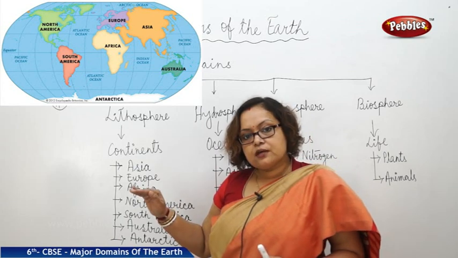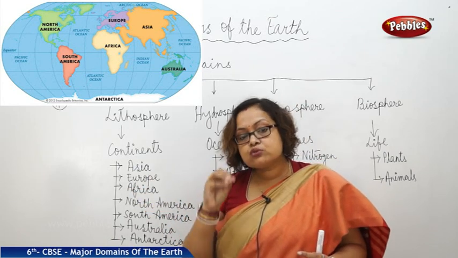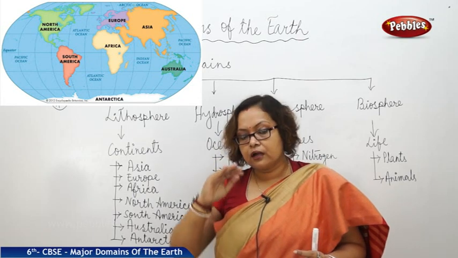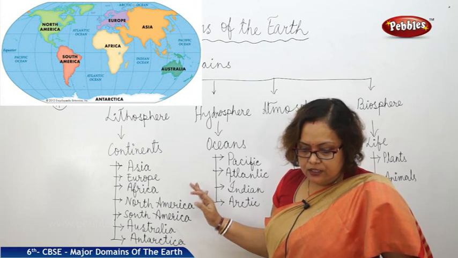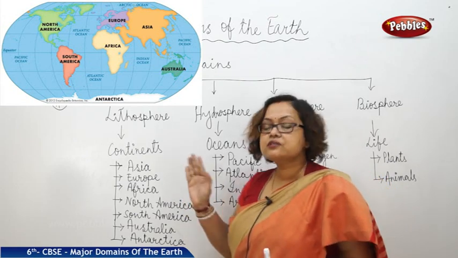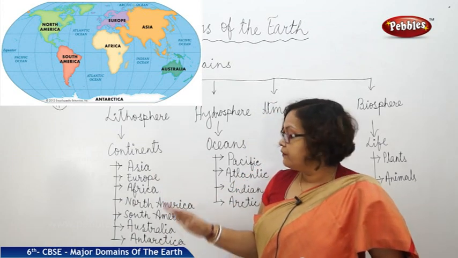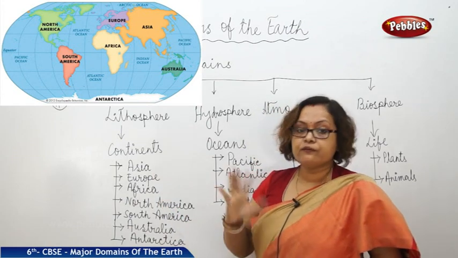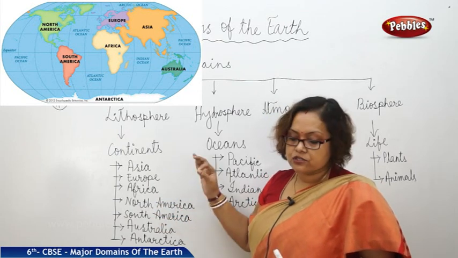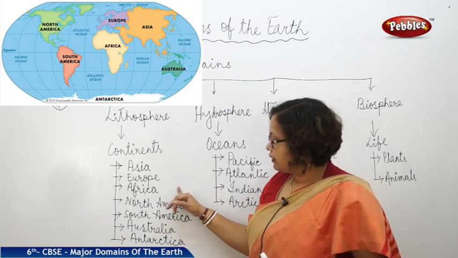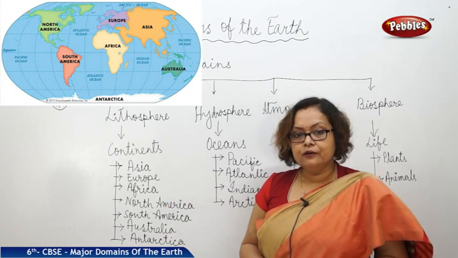The equator runs through this continent, so the climate and everything is mostly controlled by the equator. This continent is also called the dark continent. The Sahara Desert, the Nile River, whatever you can imagine, remember the names, these all are situated in Africa.